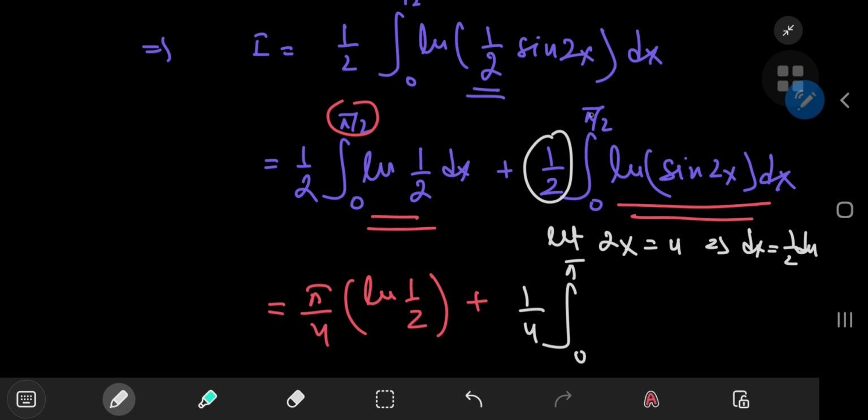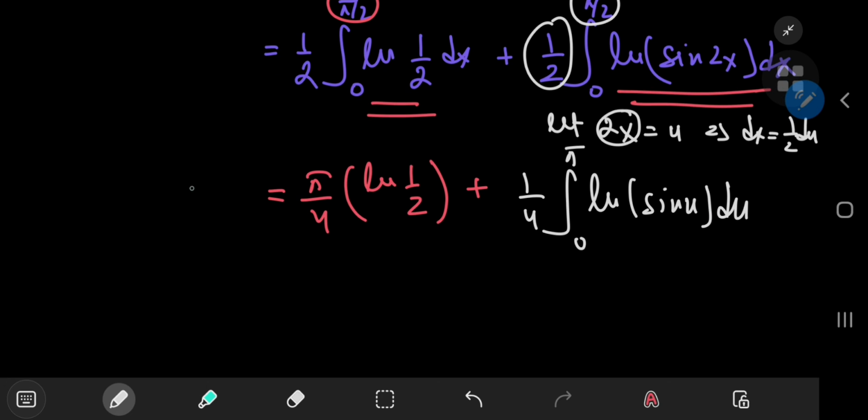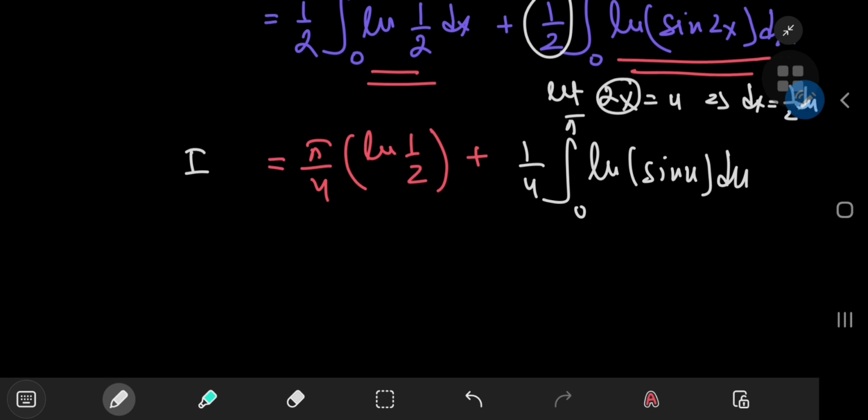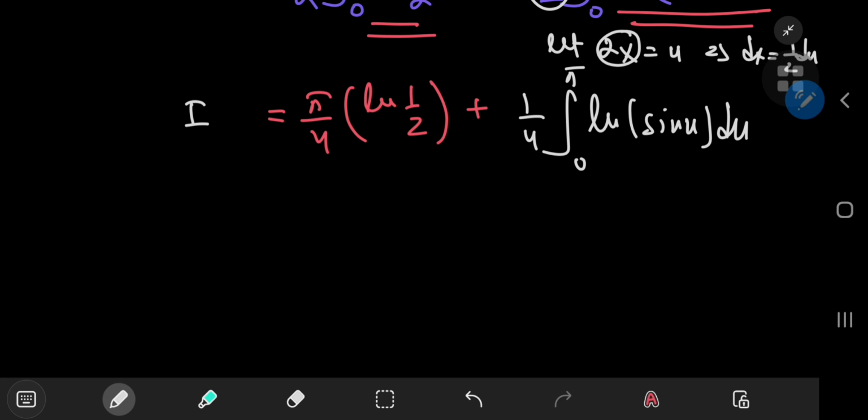Because as x approaches pi by 2, u will approach twice that value. So the integral from 0 to pi of the natural log of the sine of u with respect to u. And this is exactly the integral that we started all of this off with. The only difference is that here we're integrating from 0 to pi and not from 0 to pi by 2. So how does this alter our discussion?